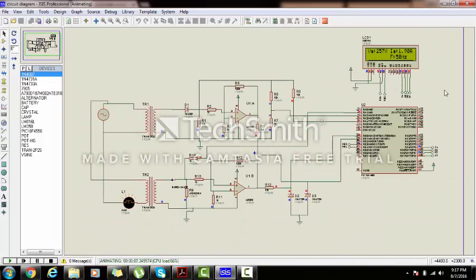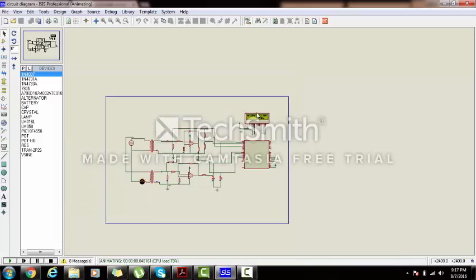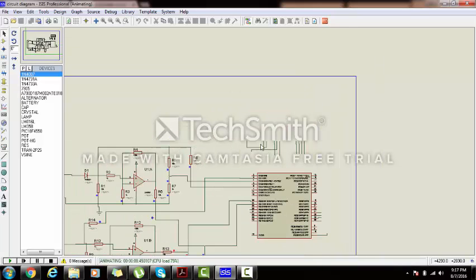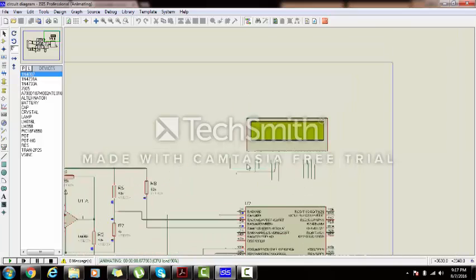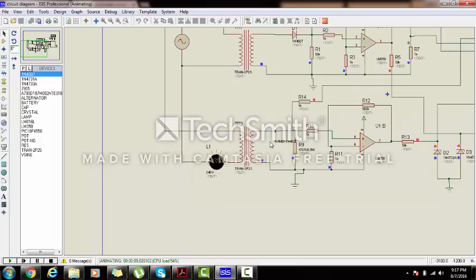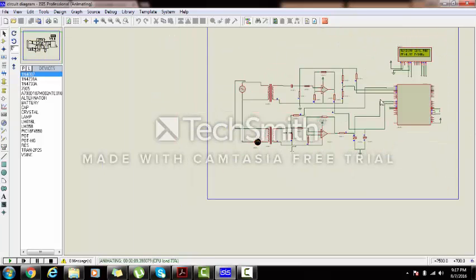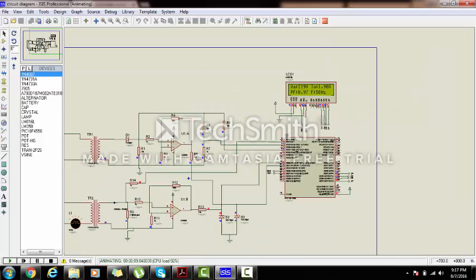This is a description of the simulation of the digital multimeter. I am only using AC values here, but you can design it for DC as well. Here you can see it is showing power factor 0.97. Why power factor 0.97? Because we are using only a lamp, and a lamp is a kind of resistive load. So I hope you understand the working of this circuit.